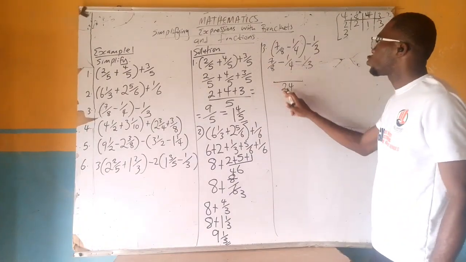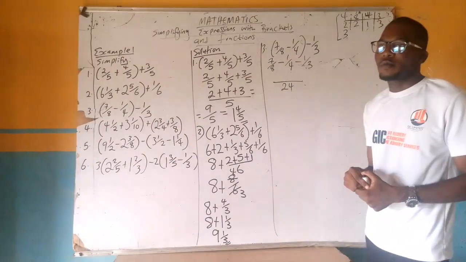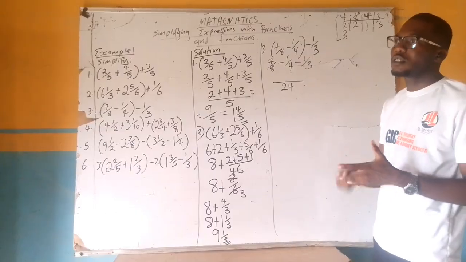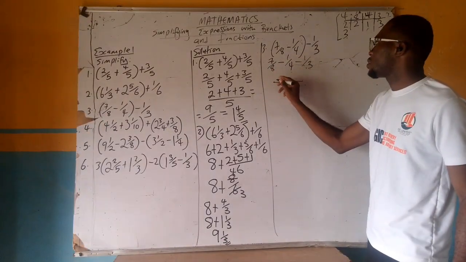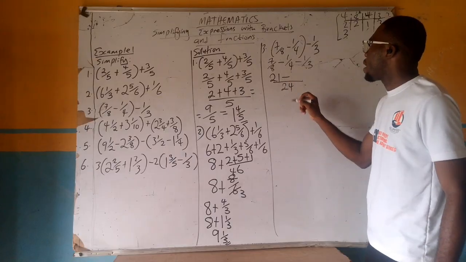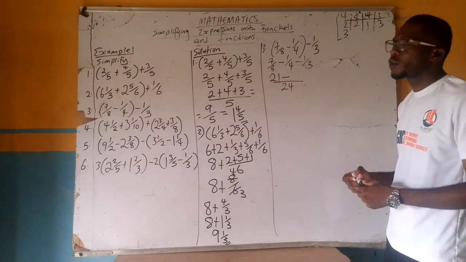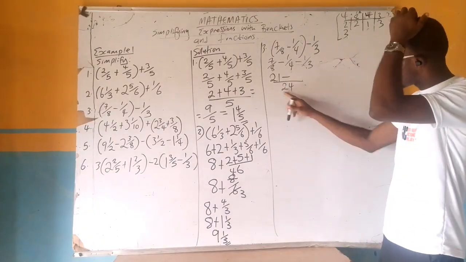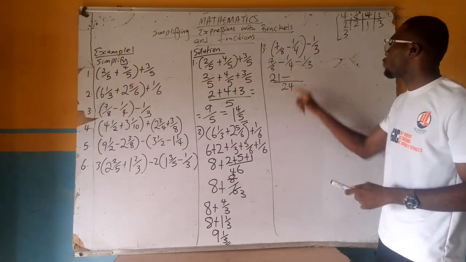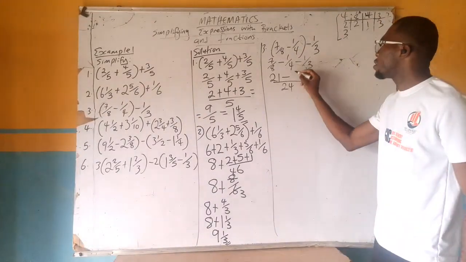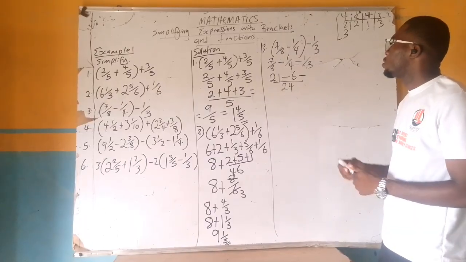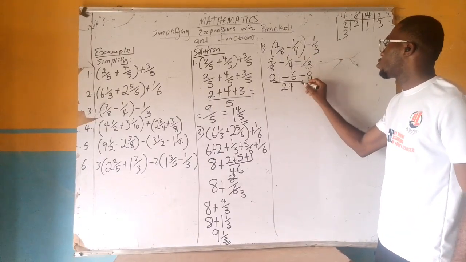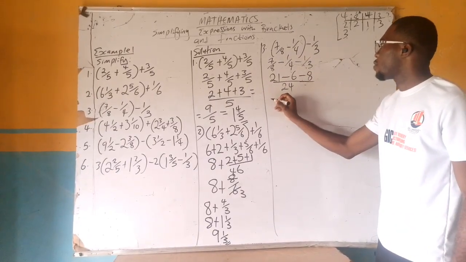So now 8 in 24 will be 8 times 1, 8, 8 times 2, 16, 8 times 3, 24. So that's 3. 8 in 24 is 3, 3 times 7 is 21, minus 4 in 24, that's 6. 4 in 24 is 6, 6 times 1 is 6, minus 3 in 24, that's 8. 8 times 1 is what? 8.